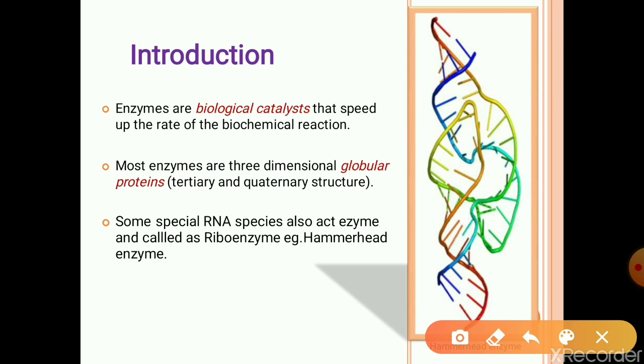Here, introduction. Enzymes are biological catalysts that speed up the rate of biochemical reactions. Here listen carefully. It is a biological catalyst, means enzyme is also called a catalyst. So enzyme acts as a catalyst for a specific chemical reaction, converting a specific set of reactants, which we call substrate, into specific product. Without enzyme, life as we know it would not exist.